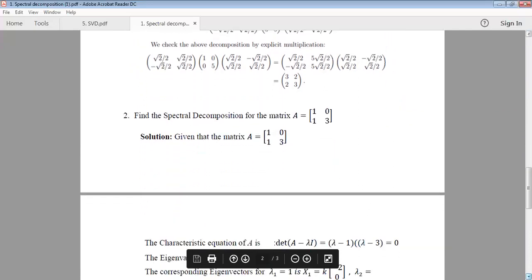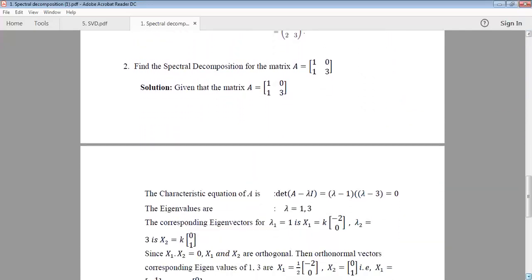Find the spectral decomposition for the matrix A equals 1 0, 1 3. This is not a symmetric matrix. The characteristic equation of A is (lambda minus 1)(lambda minus 3) equals 0. So the eigenvalues are 1 and 3. The corresponding eigenvector for lambda equals 1 is x1 equals (minus 2, 0), and for eigenvalue 3, the eigenvector is (0, 1).